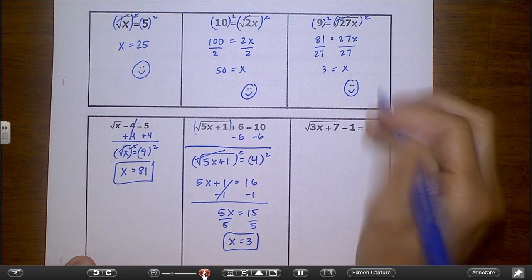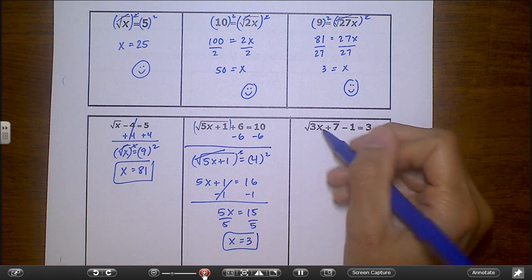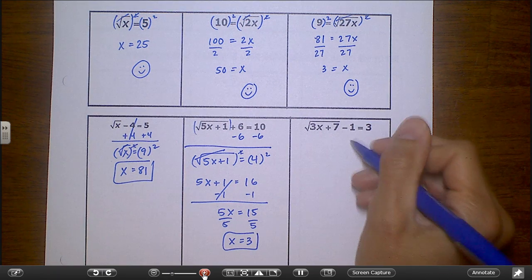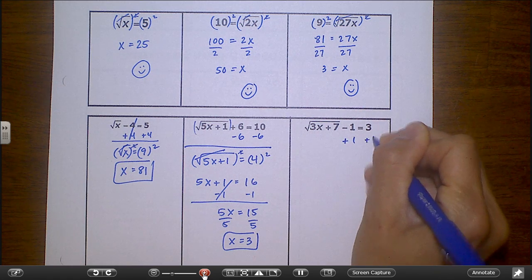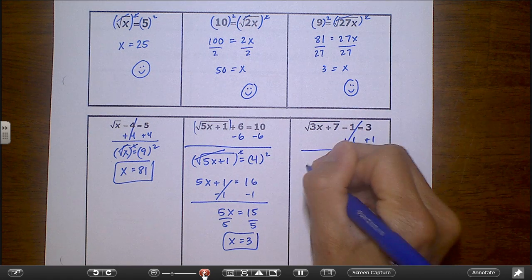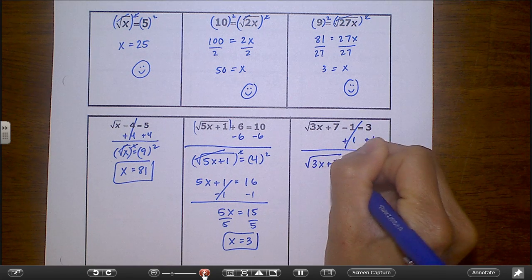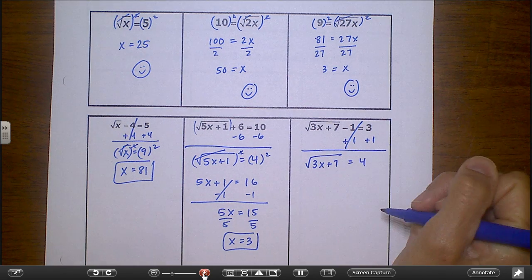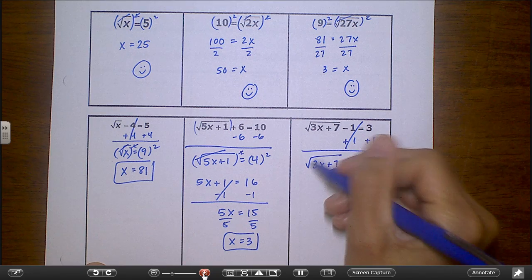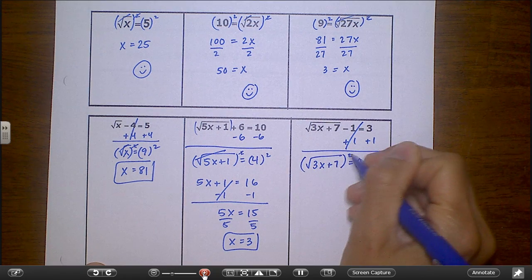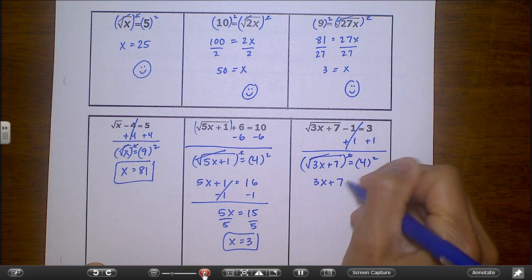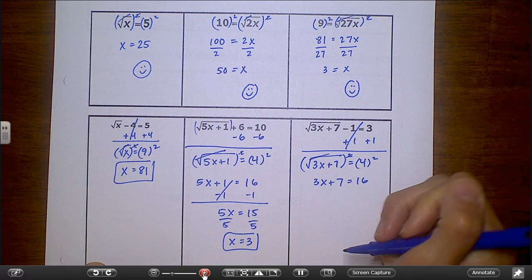All right, last one. Well, for this side anyway. Square root of 3x plus 7, minus 1, equals 3. So first, of course, I'll get rid of that 1. Then I have the square root of 3x plus 7 equals 4. Now what do I do? I square both sides. The square root of 3x plus 7 squared is 3x plus 7. 4 squared is 16.